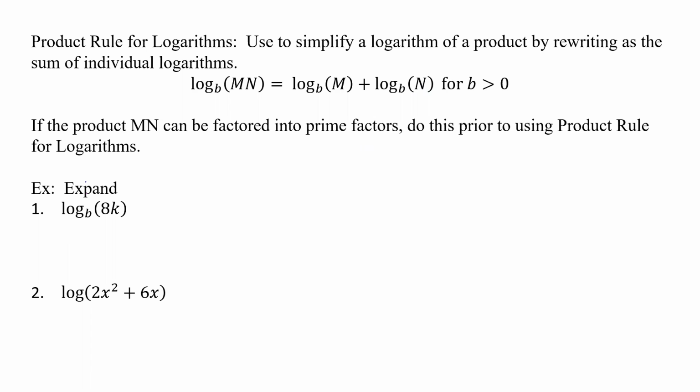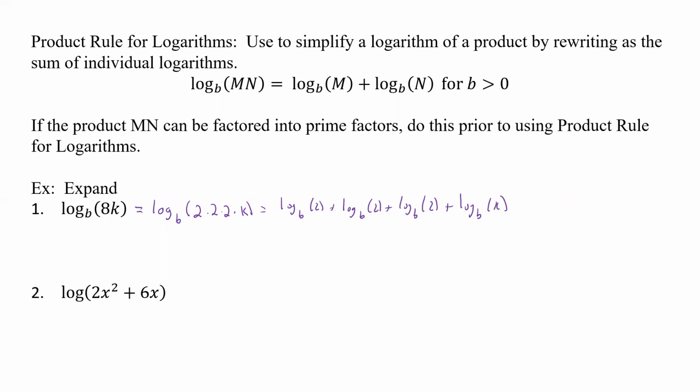So here we're supposed to expand. And so what we're going to do is first we're going to make this into prime factors. And so that's going to be log base b of, well, a is 2 times 2 times 2, then times k. Well, now we can write this as a sum of 4 items. We're going to have log base b of 2 plus log base b of 2 plus log base b of 2 plus log base b of k.